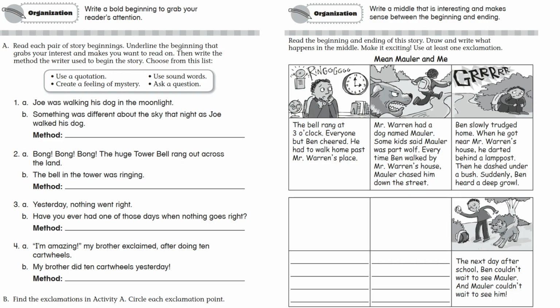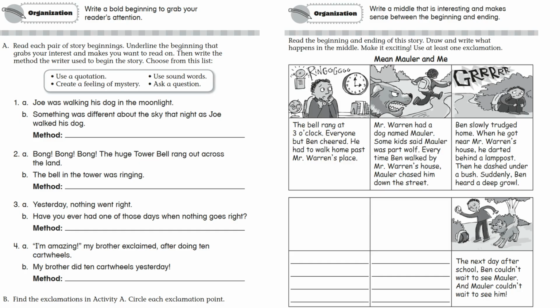Now look at the right side of the page. The story is called Mean Mauler and Me. We are given the beginning and the ending, but the middle is missing. In the beginning, Ben has to walk home past Mr. Warren's house, and Mr. Warren's dog Mauler chases him. At the end, Ben and Mauler seem to have changed because Ben cannot wait to see Mauler again.